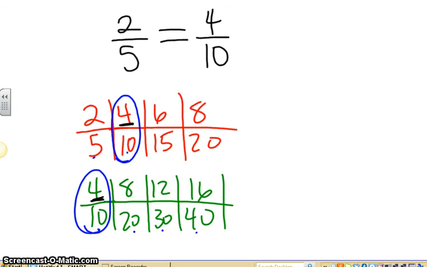So that's how you compare fractions. If they do not have the same denominator, you have to make your sideways t-chart and find a common denominator so that you can compare the numerators and see which fraction is larger or smaller.